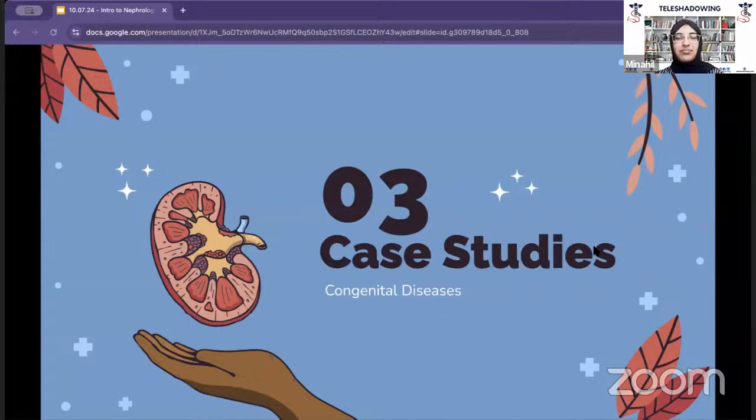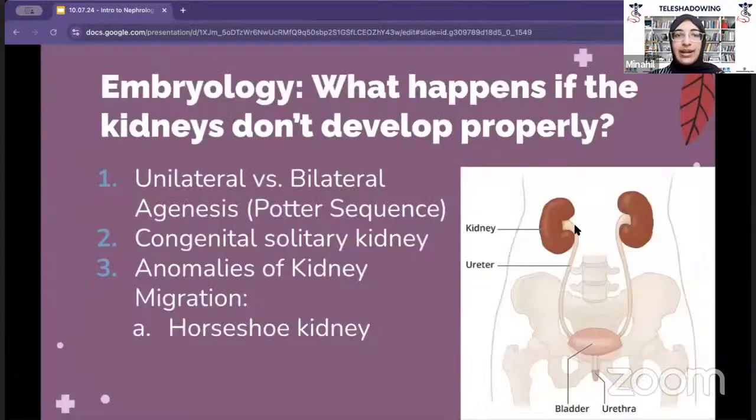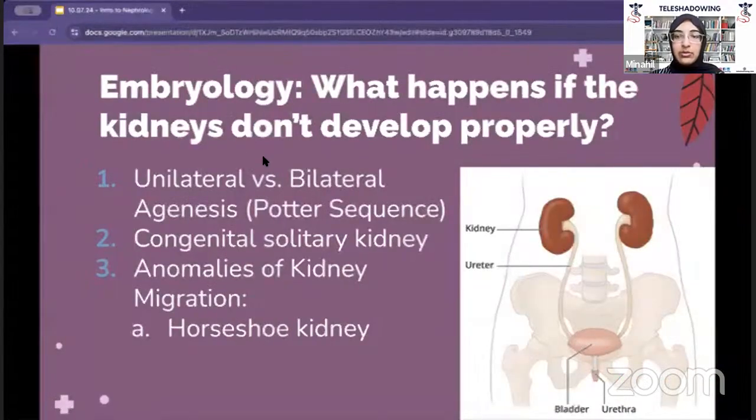All right. Now we're actually going to learn about some specific congenital diseases because we talked a little bit about anatomy and physiology. I didn't get too much into embryology. We could, but we can actually go over a little bit of embryology in this as well, kind of understanding what happens if the kidneys don't develop properly, right?